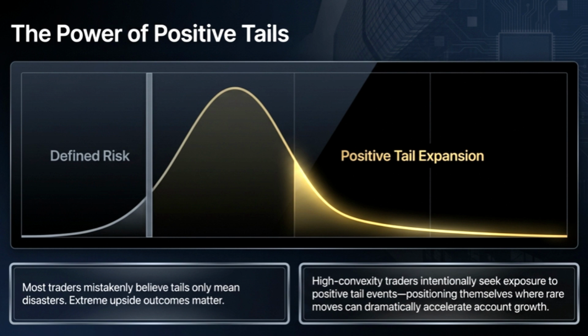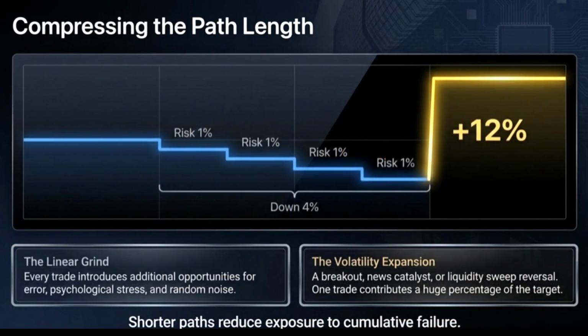Because evaluations usually have fixed profit objectives, maybe 8%, maybe 10%, maybe 12%. A trader pursuing linear growth may grind 1%, 0.5%, 1%, 0.8%, slowly climbing, but every trade introduces additional opportunities for error, additional psychological stress, additional exposure to random noise. High convexity traders operate differently. They may stay relatively flat for days. Then one volatility expansion event occurs, a breakout, a catalyst, a liquidity sweep reversal. Suddenly one trade contributes a huge percentage of the target. That entire probability distribution shifts. They're compressing the path length required to succeed, and shorter paths often reduce exposure to cumulative failure.